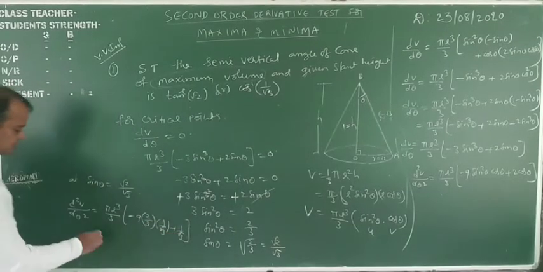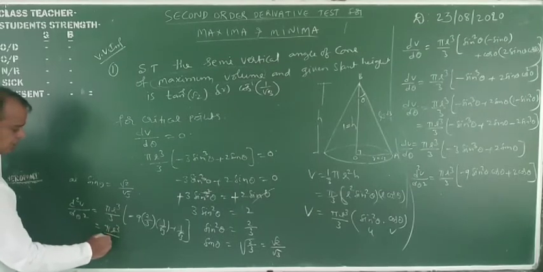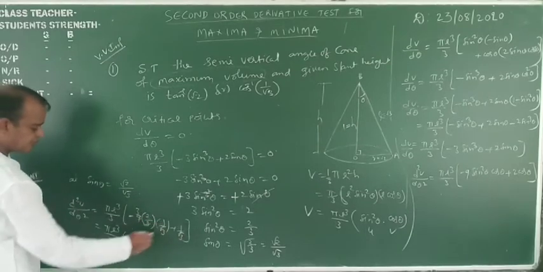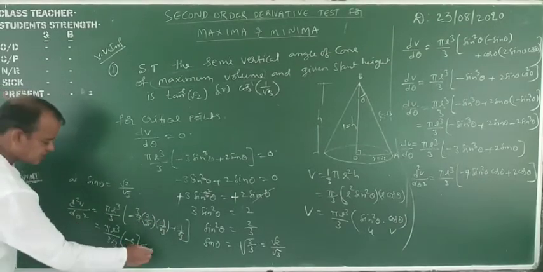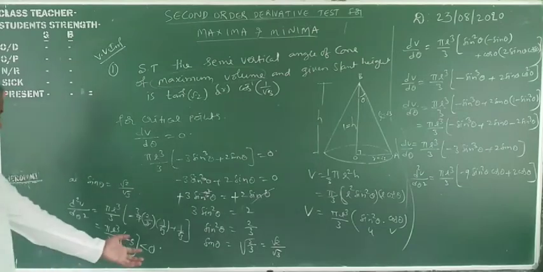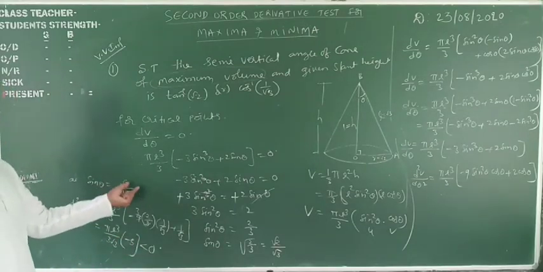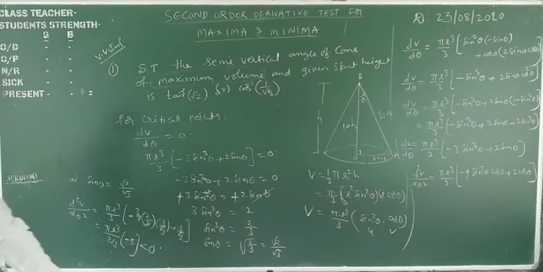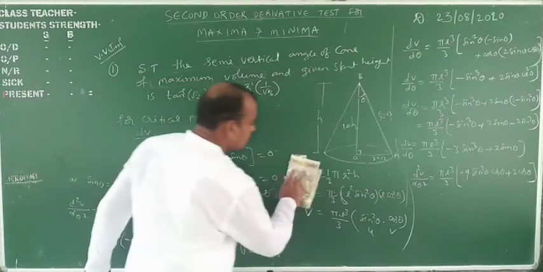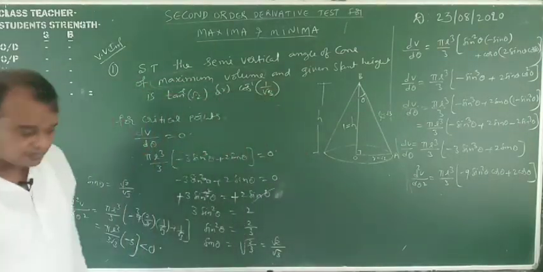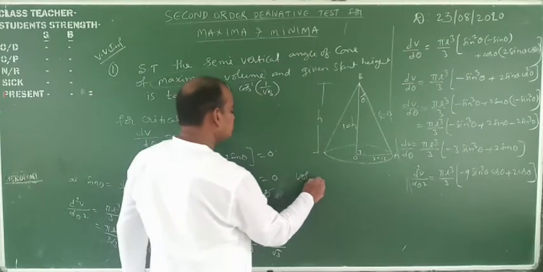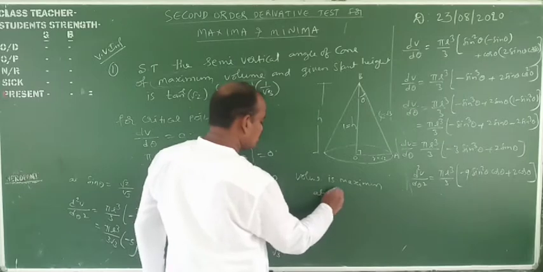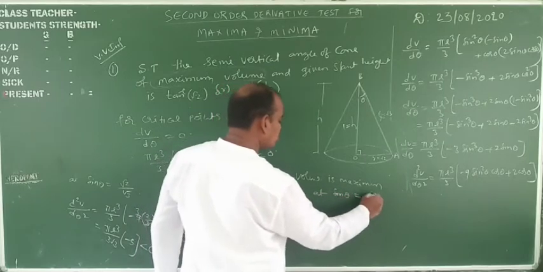Now taking common 1 by root 3, pi L cube by 3 root 3, 3 ones are 3, 3 threes are minus 6 plus 1, that is minus 5. Overall it is negative or not? Yes. Therefore, volume is maximum when sin theta is equal to root 2 by root 3.